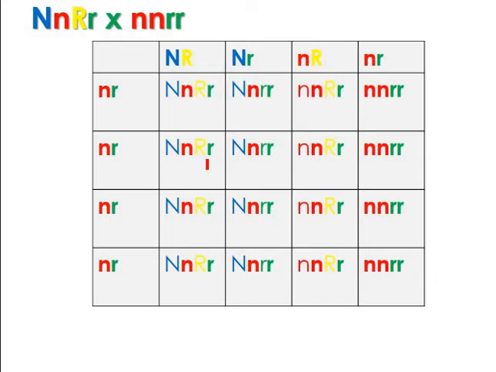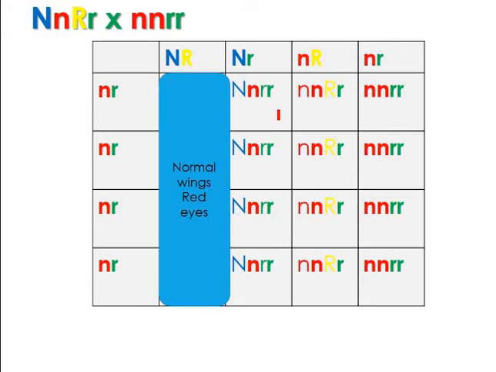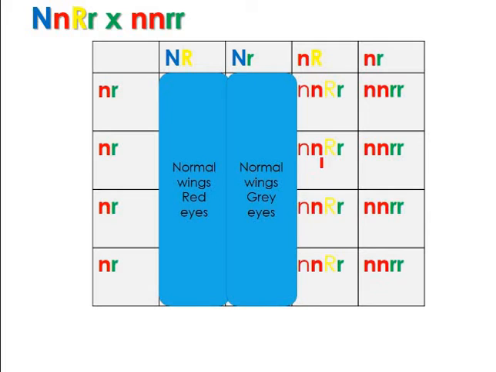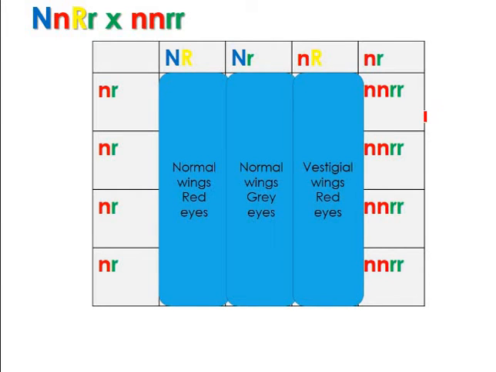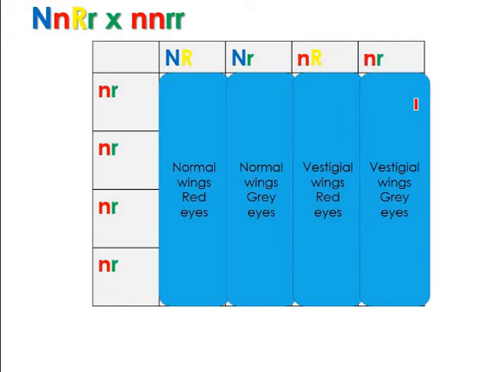Okay. These flies would have normal wings and red eyes because they have the dominant N and the dominant R. These ones would have normal wings but grey eyes because they have two small r's. These ones would have vestigial wings because of the two recessive alleles, but red eyes because they do have the dominant eye color. And the final ones would have vestigial wings and grey eyes.